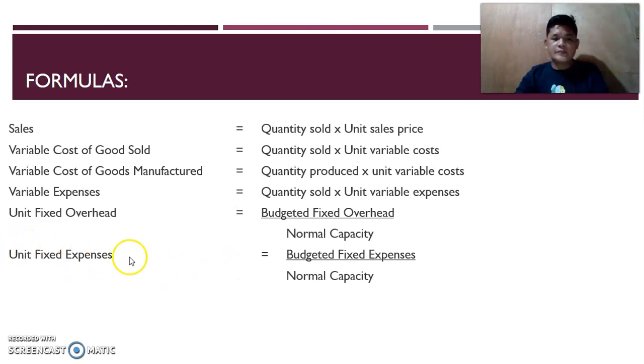Okay, unit fixed expenses is equal to budgeted fixed expenses divided by normal capacity. So, take note class, kapag nabasa nyo na variable yan, ang basis niyan is always quantity sold. Take note ha. Pero kapag manufactured na, quantity produced. So, yun yung tatandaan nyo. This is the formula.